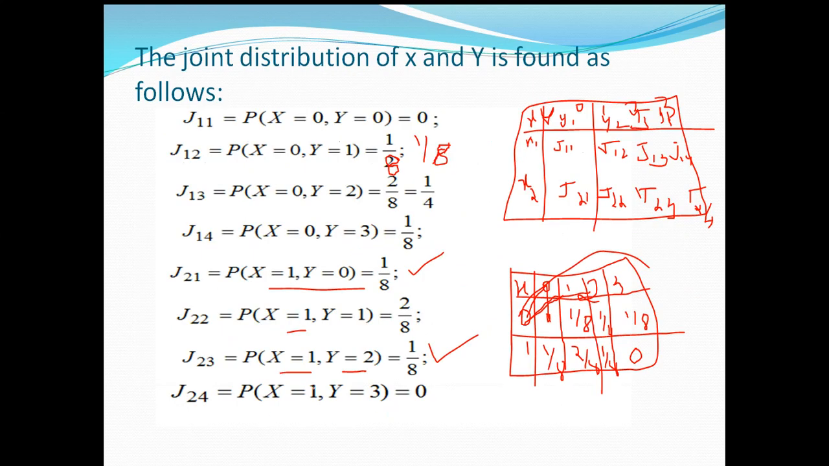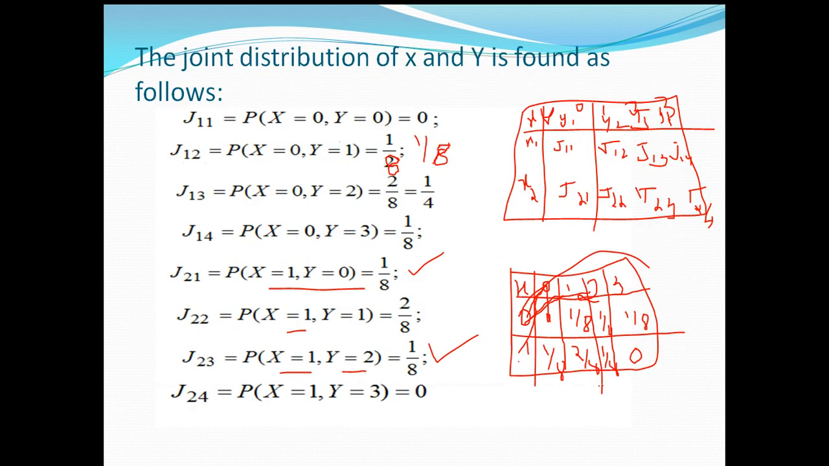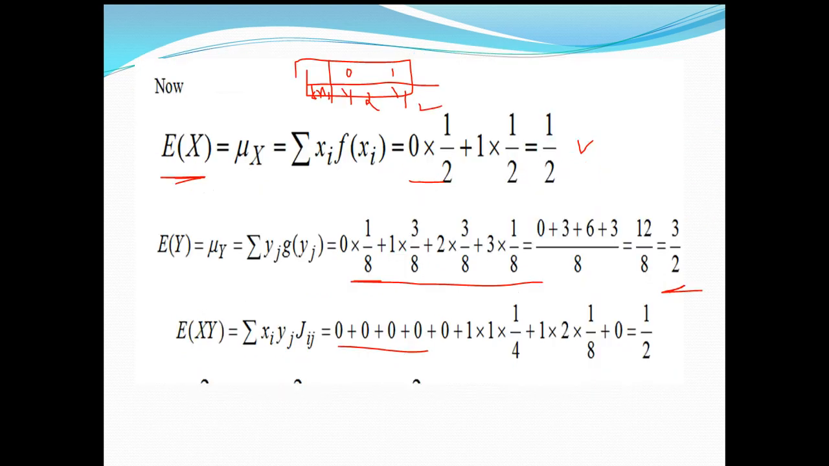Now, when x is equal to 1, xi into here, 1 into this is a 0. Therefore, obviously the first value is 0. 1 into 0 into 1 by 8. Next, 1 into 1 into 2 by 8, which is nothing but 1 by 4, plus 1 into 2 into 1 by 8, and the last value is 1 into 3, whereas this value is 0, therefore the last value is written as 0. On calculating this, we get expectation of xy is equal to 1 by 2.